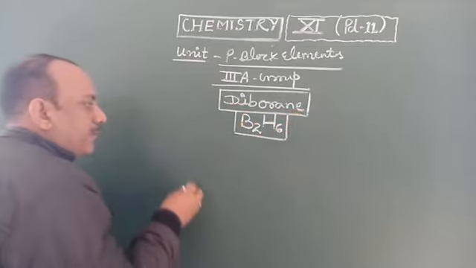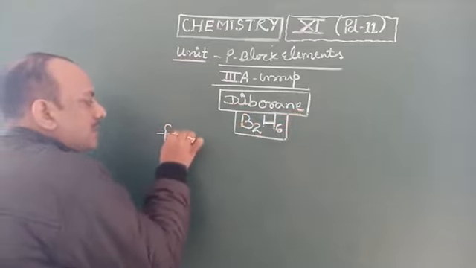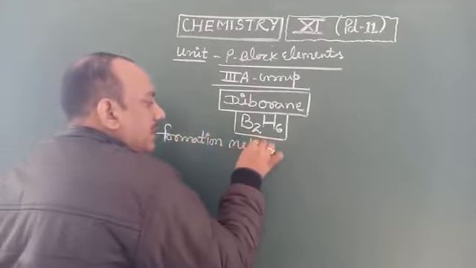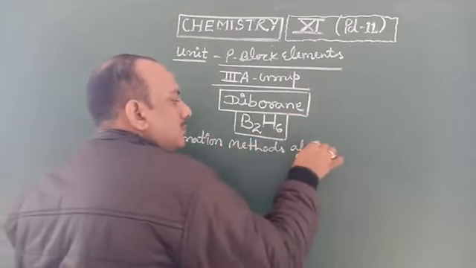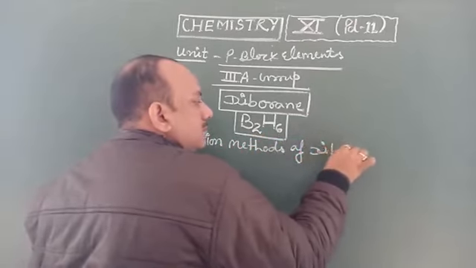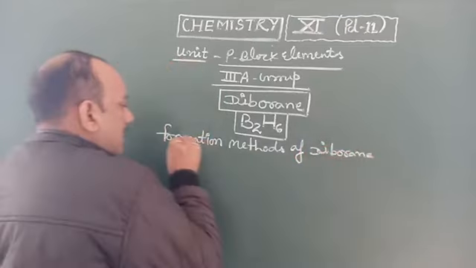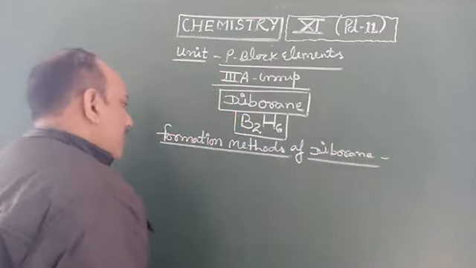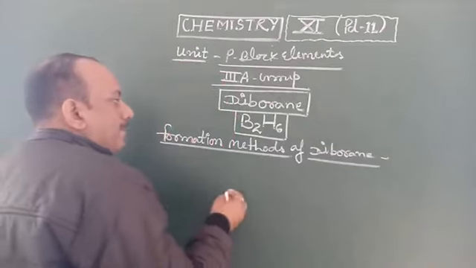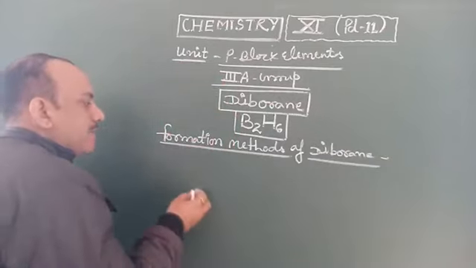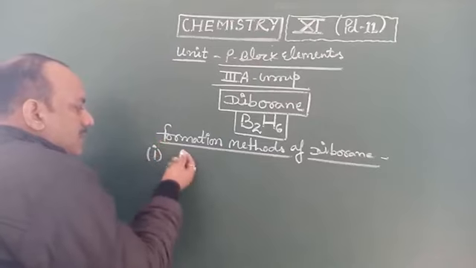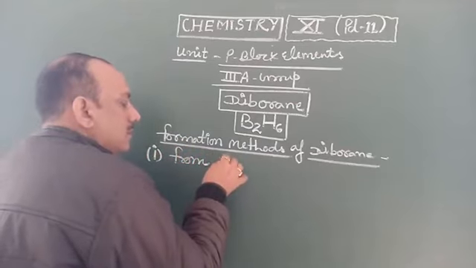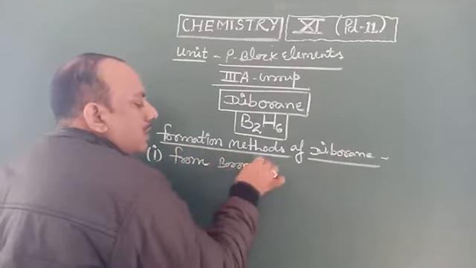First we start with the formation methods of diborane. Here we take some chemical reactions that prove how we can produce diborane. So the first method is from boron trichloride.